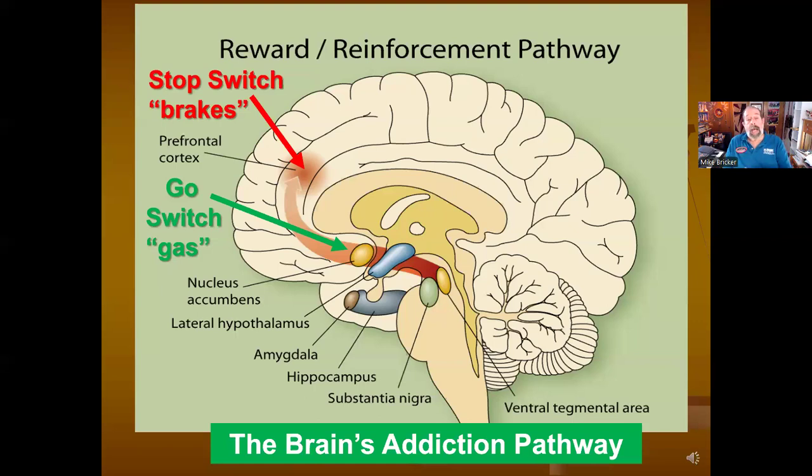However, over time, the limbic system begins to get more and more powerful. And over time, it will literally hijack that prefrontal cortex. And it's just like a hijacker on an airplane. All of a sudden, there's this threat of not being able to get what I need.